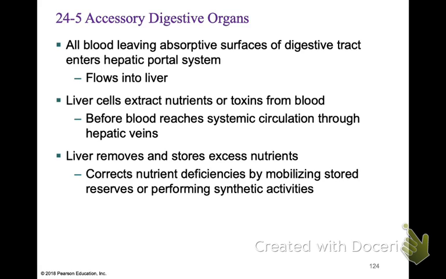If there are any toxins in the blood, whether it is alcohol that you consumed or fungal toxins from bread that went bad, whatever, anything that's toxic is going to get absorbed by those hepatocytes. And the hepatocytes are going to remove and store excess nutrients. So if there's a lot of glucose in the blood or a lot of amino acids in the blood, the liver gets first dibs on all of those. It either uses them or it stores them.